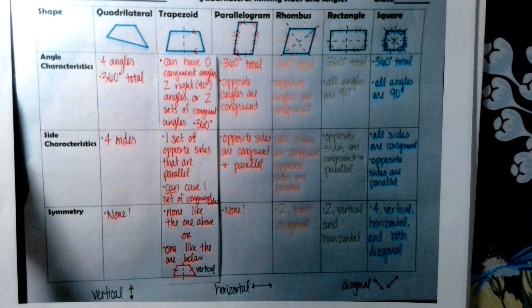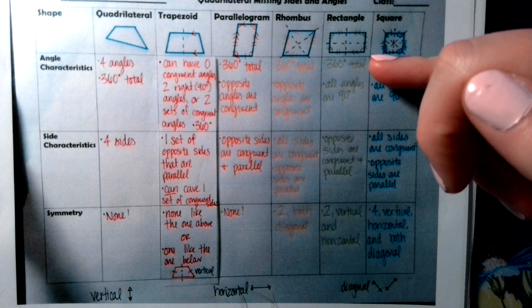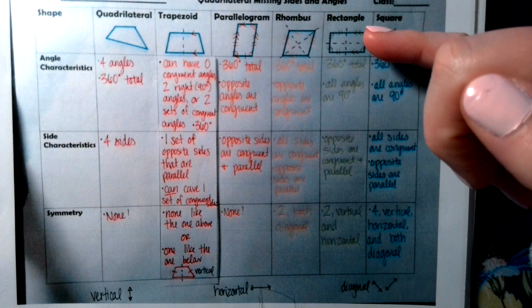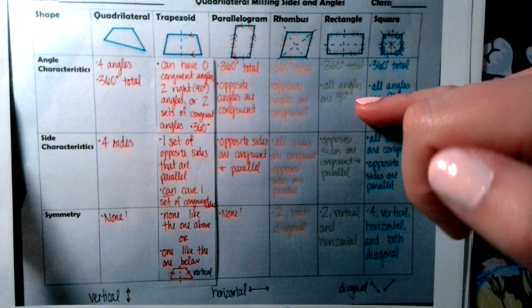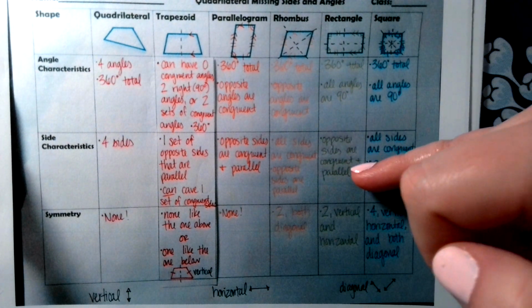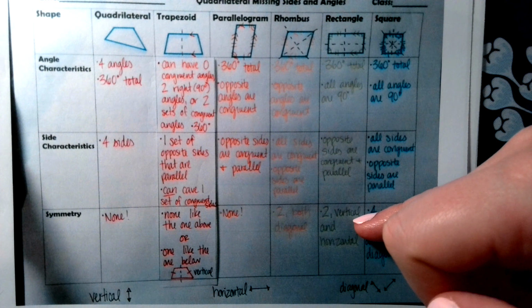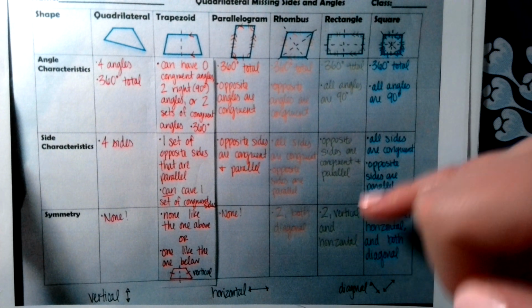For a rectangle, you guys know what a rectangle is. 360 total degrees in your shape. All of the angles here, though, are 90 degrees. Remember, opposite sides are congruent and parallel. It has 2 types of symmetry, vertical and horizontal.